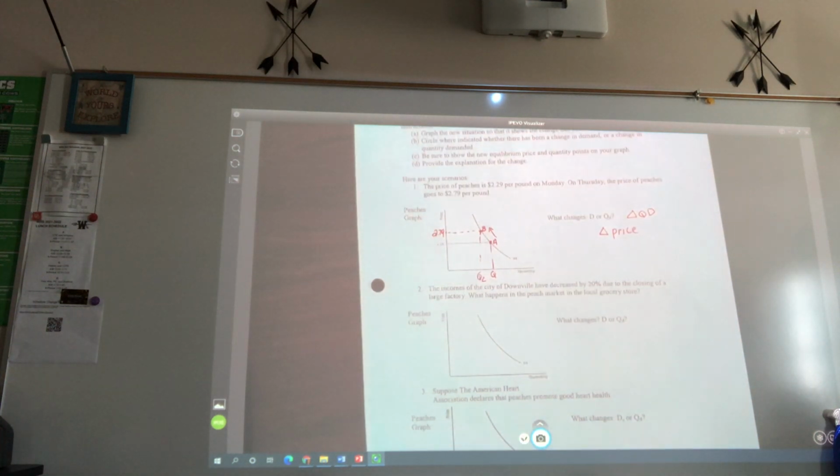Let's look at the next one. Okay, we're still making our beautiful curves, right? Arrows. Okay.